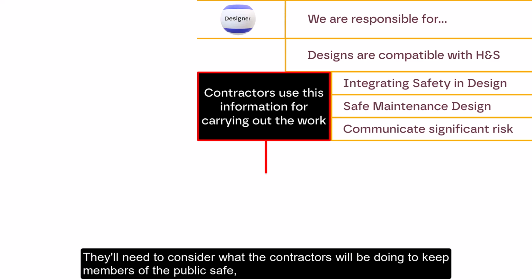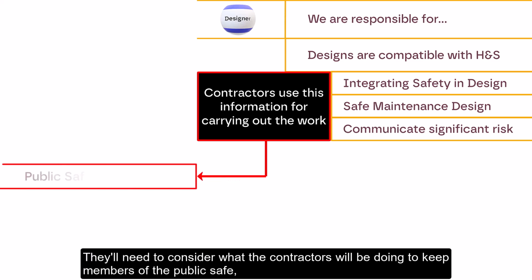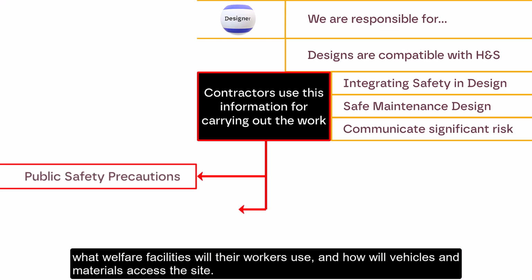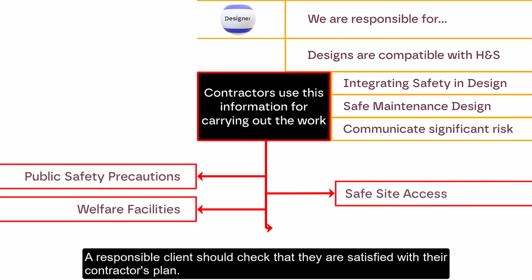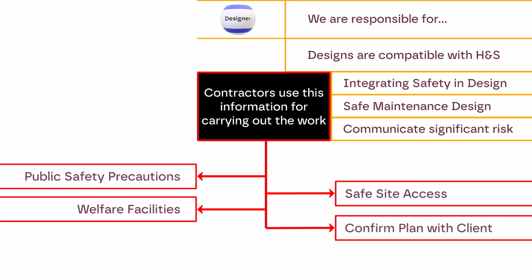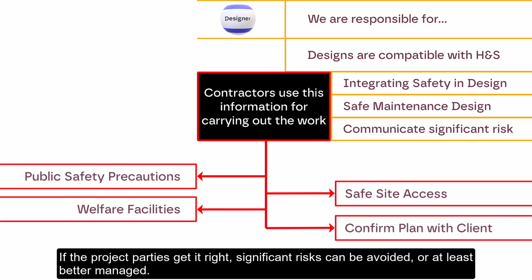They'll need to consider what the contractors will be doing to keep members of the public safe. What welfare facilities will their workers use? And how will vehicles and materials access the site? A responsible client should check that they are satisfied with their contractor's plan. If the project parties get it right, significant risks can be avoided, or at least better managed.